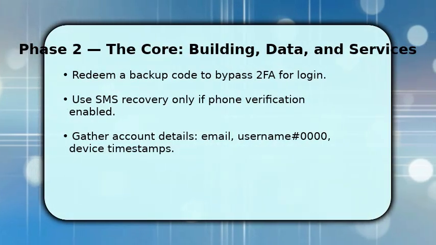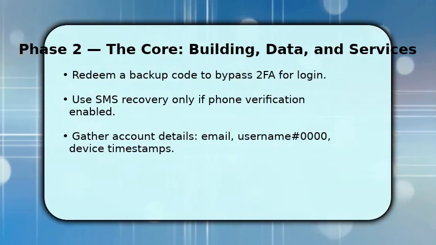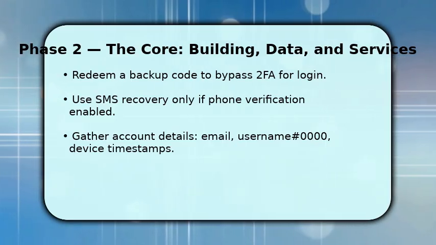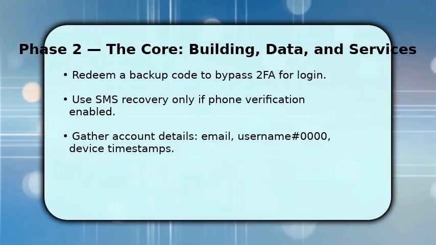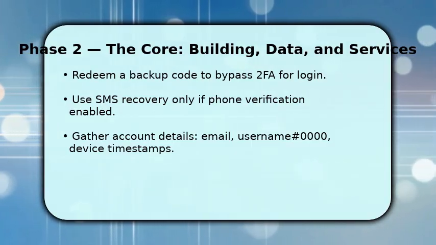Now apply the official recovery methods in order. Enter a backup code at the 2FA prompt. That instantly grants access and lets you reset authentication. If you enabled SMS recovery, request the code sent to your verified phone. Make sure reception is active.